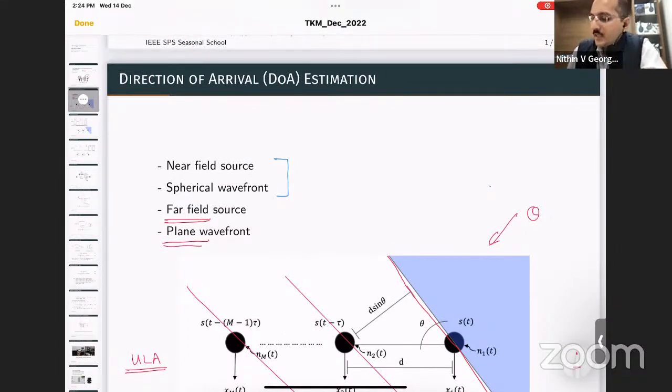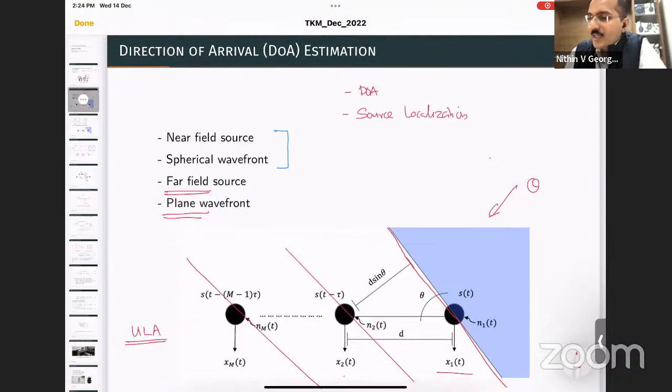Okay. Then there is a second related problem, which is called source localization. So the first one, what we are looking at is DOA estimation. Second one is called source localization. Source localization means you are estimating the direction, meaning from which theta your sound or your signal is coming. But we should also estimate in what range is this source. Meaning it's as if in depth estimation.